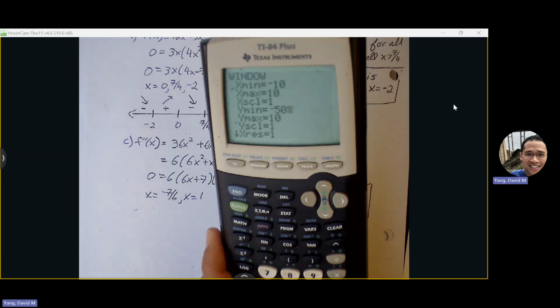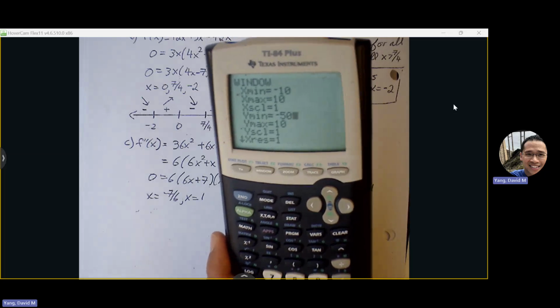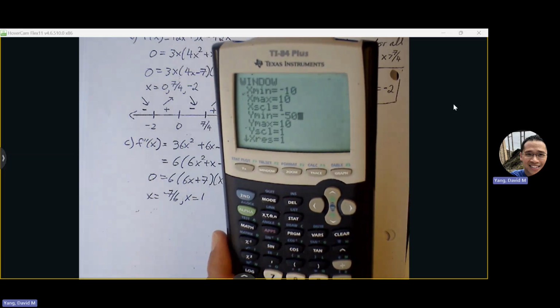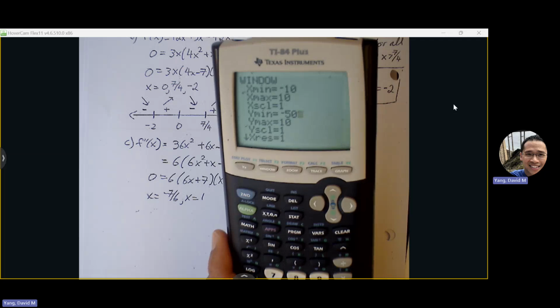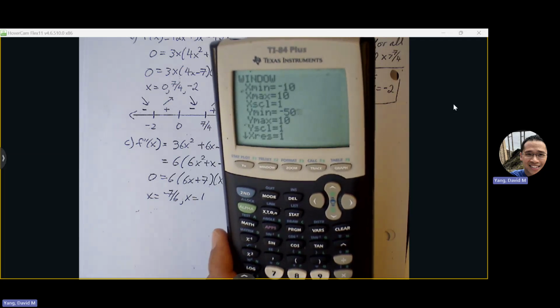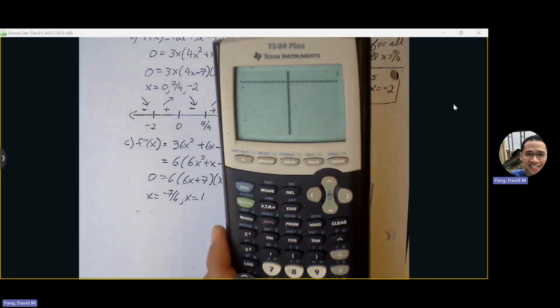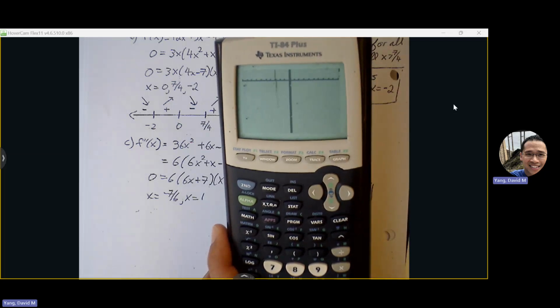Anytime you want to adjust your window, you only have to play with those 4 numbers: y min, y max, x min, x max. The other numbers, it doesn't help to change. So if I hit graph again, I should be able to get a picture of my polynomial.